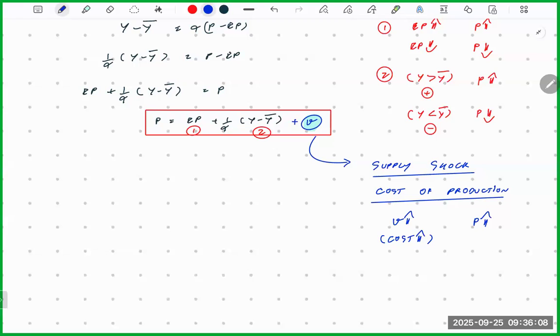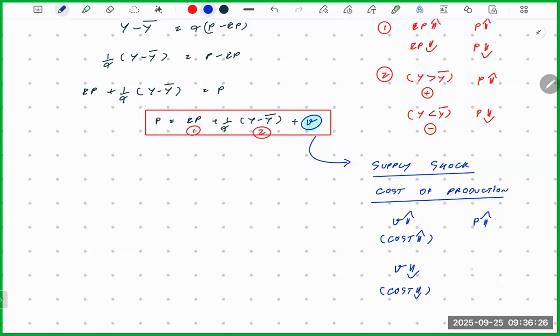Price goes up. In the opposite case, we may have a negative supply shock. V goes down. It means that for some reason the cost is going down. For example, we have a new technology, AI. We have a computer, robot, or something like that. The cost of production drops.